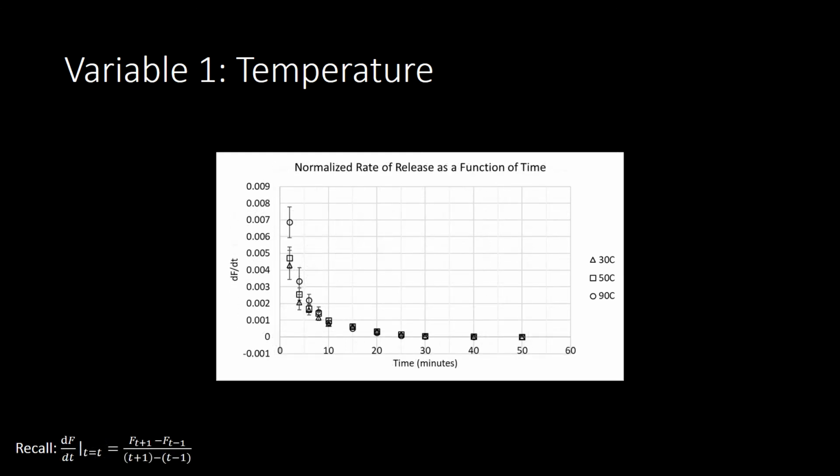The normalized rate of release, df/dt, could be determined from the calculated release fractions. Using a linear approximation, the slope of the fractional release curve at each time point could be determined. These calculated df/dt values are plotted here. Note that tartrazine release is rapid initially, but decreases exponentially until the rate of release approaches 0.